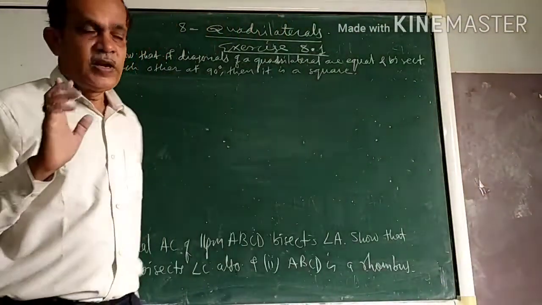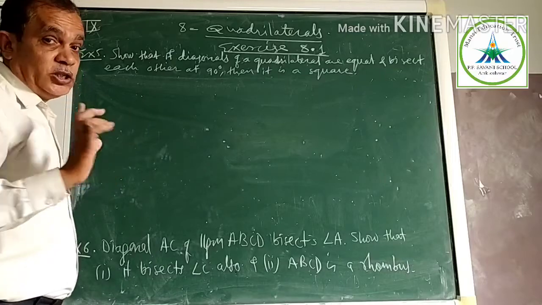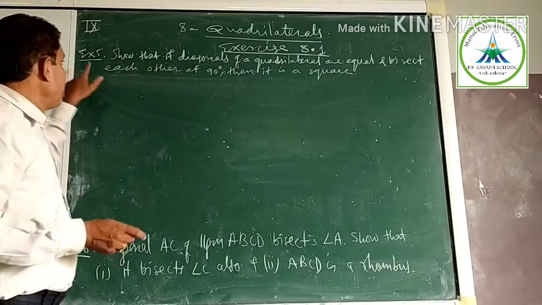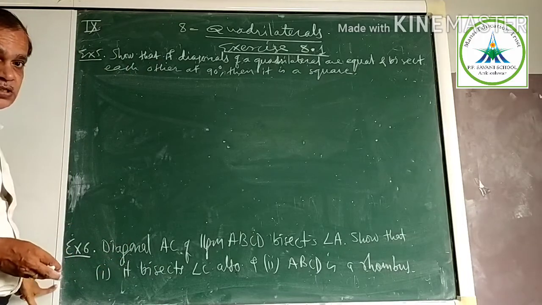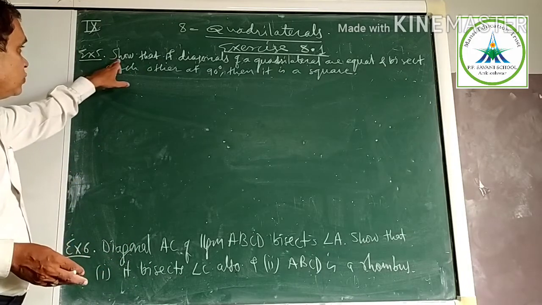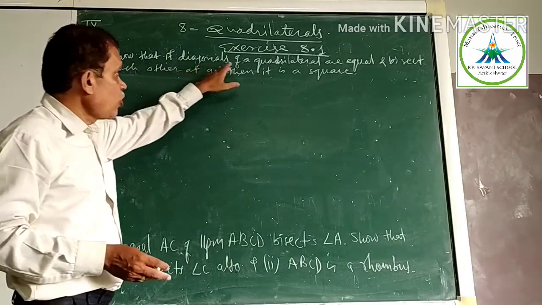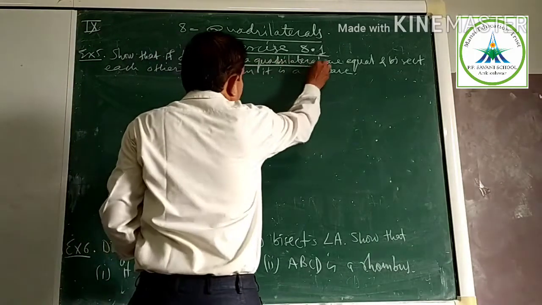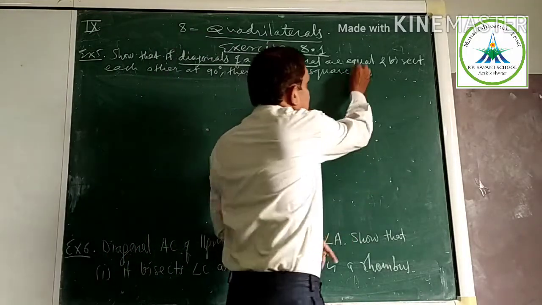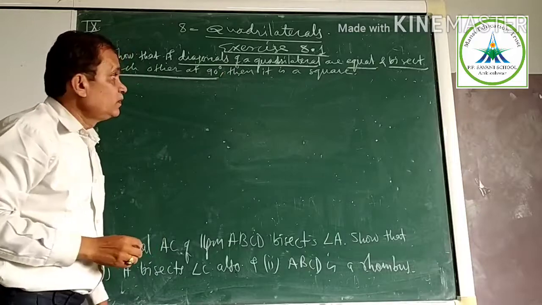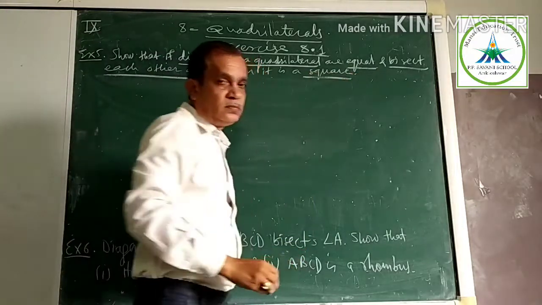Yes, class 9, welcome. This video will talk about exercise 8.1 example 5 and example 6. First, example 5. Read properly. Show that if diagonals of a quadrilateral are equal and bisect each other at 90 degrees, then it is a square.